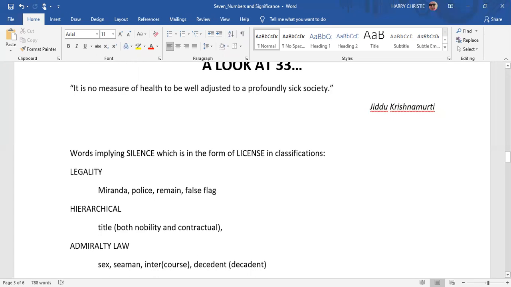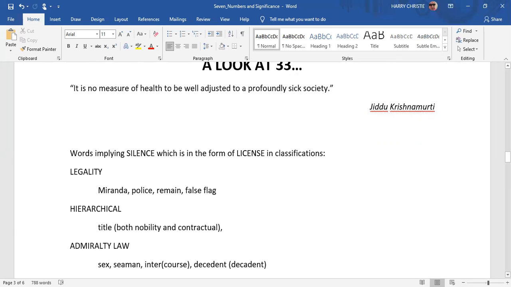Exactly. So when we think of silence, we think of the Miranda rights, which is that you have the right to remain silent. We see that police are the ones that administer that when they're arresting you. The remain is part of that Miranda right. And we see another legality, false flags. In many cases, we see things that happen that are not even real, like crimes that are committed, but they're really not even real.